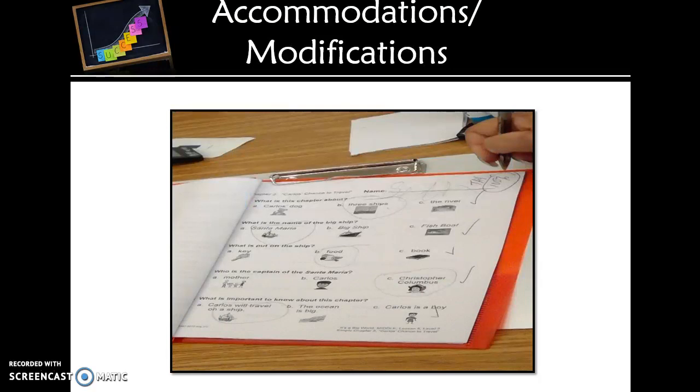Our next essential support is accommodations and modifications. Providing appropriate accommodations and modifications is crucial for the students to engage with their peers in class and increase their learning.